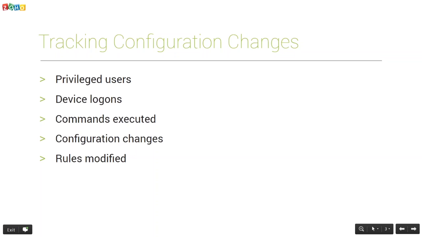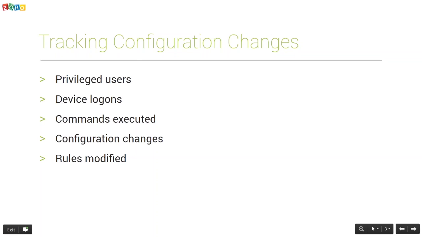It can create, for example, if someone is not supposed to access a particular server and some network configuration was made to enable that access, now that's a big problem that you're going to face. So you need to be able to track all the configuration changes, which includes the privileged user logons. You need to track what commands they're executing, what configurations they're changing, and what rules they're modifying.